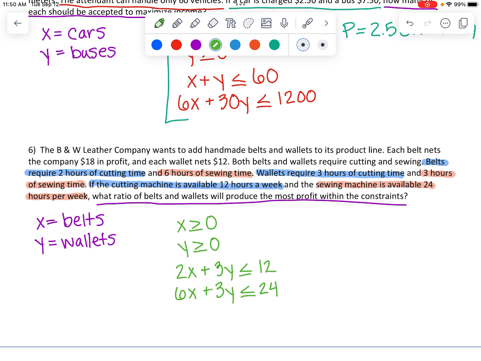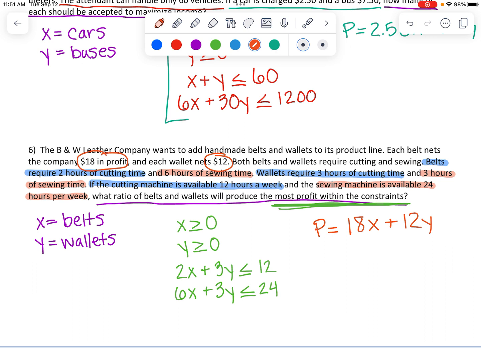So I have all of my constraints. The last piece we need to look at is how much money will be made for each belt and each wallet, because we want to look at producing the most profit, okay? So producing the most profit is our goal. So I'm going to start with profit, or P, is equal to, and now we're back up here to the top. Each belt nets $18 in profit, and each wallet nets $12 in profit. So I'm going to put the 18 by the belts for X plus the 12 times the Y for wallets.